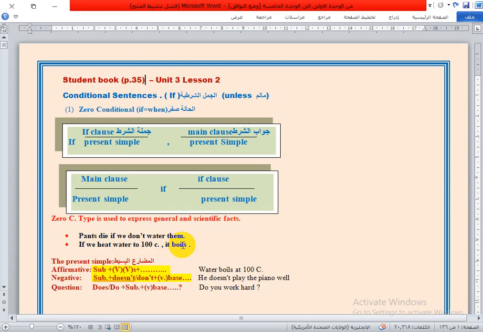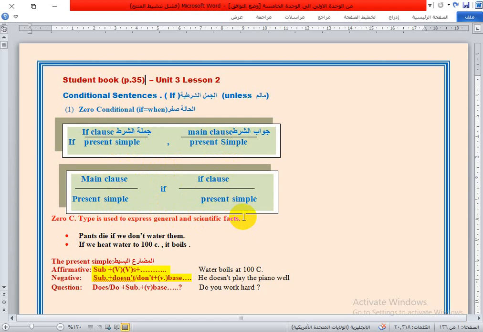هاي الجملة استخدمنا لها zero conditional type لأنها تعبر عن شنو؟ scientific fact، حقيقة علمية. If we heat water to 100 degrees centigrade it boils. إذا غلينا الماء إلى 100 مئوي شو راح يصير بيه؟ راح يغلي. إذن الحالة الشرطية صفر، اللي كلا الجملتين should be present simple. The if clause present simple and the main clause present simple. الحالة الشرطية صفر تستخدم للتعبير عن من؟ general and scientific facts، الحقائق العلمية والحقائق العامة.